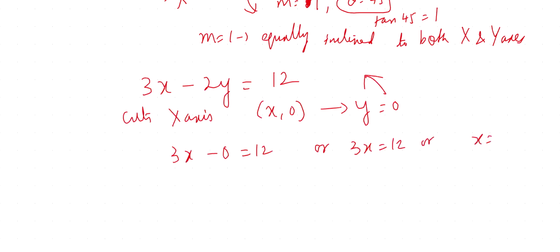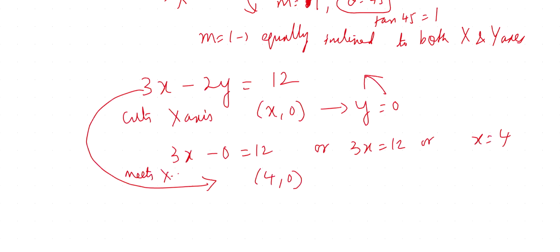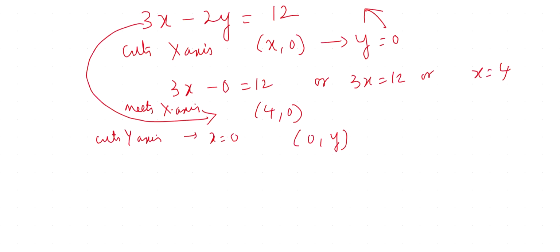So this line meets the x-axis at 4 comma 0. If I want to know where it cuts y-axis, I need to put x is equal to 0. So the nature of the point will be 0 comma y. So put x is 0 in the line equation.